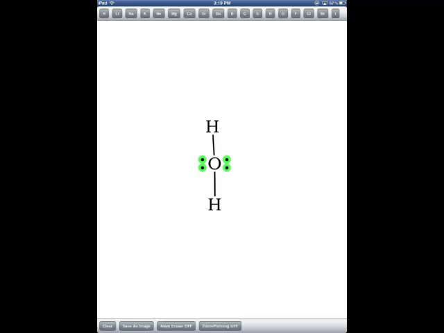If you want to erase them, then you touch at the bottom where it says atom eraser, and then you can touch each atom that you want to erase. And then you have to click again so it's out of that mode.